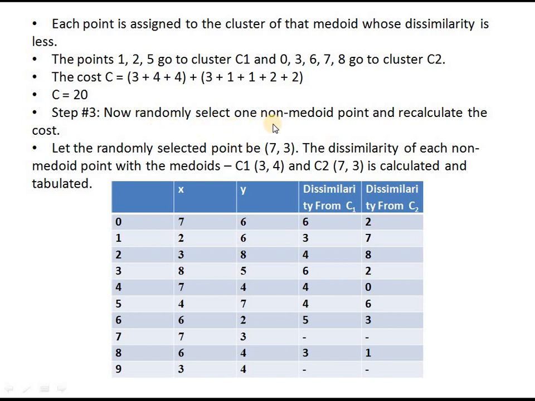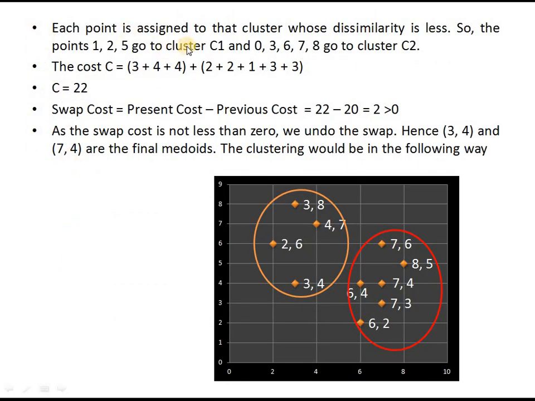Now randomly select one non-medoid point and recalculate the cost. Let us randomly select point 7, 3. The dissimilarity of each non-medoid point with the medoids C1, 3, 4 and C2, 7, 3 is calculated and tabulated again. We get this tabulation. Each point is assigned to that cluster whose dissimilarity is less. So points 1 to 5 go to cluster C1, and 0, 3, 6, 7, 8 go to cluster C2. The cost function we again calculate.